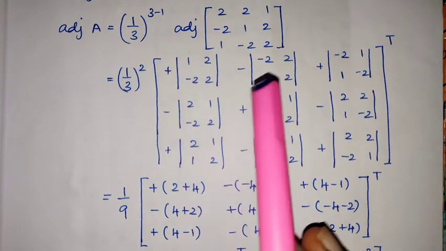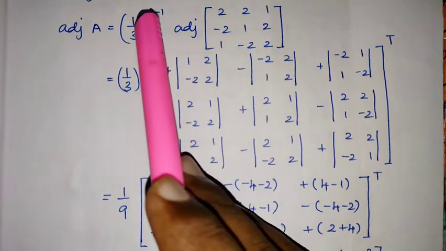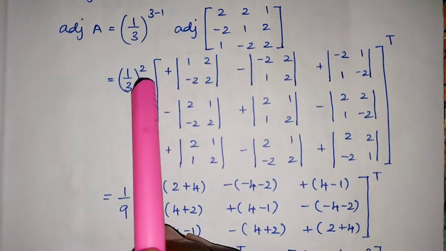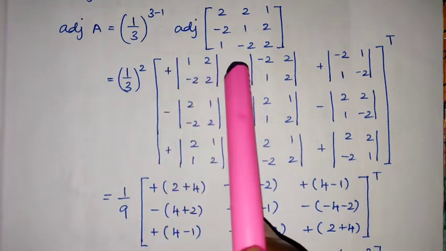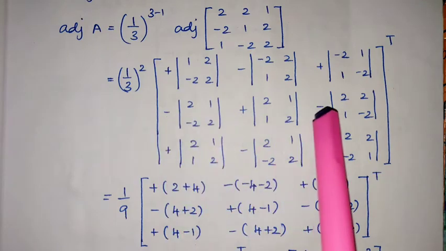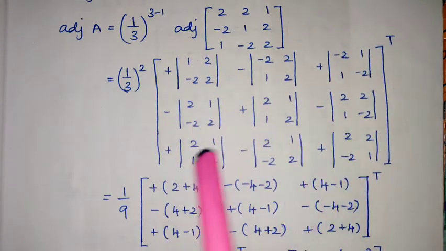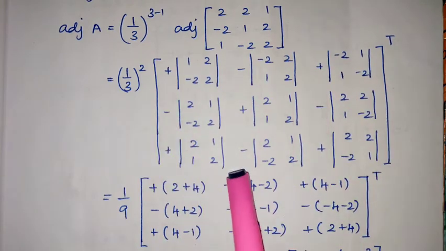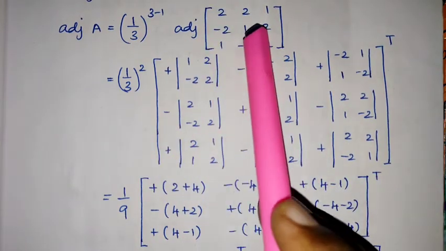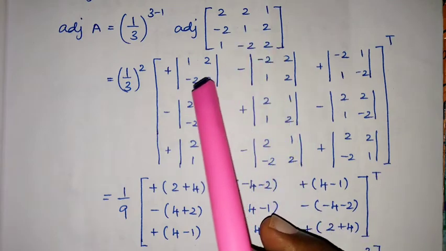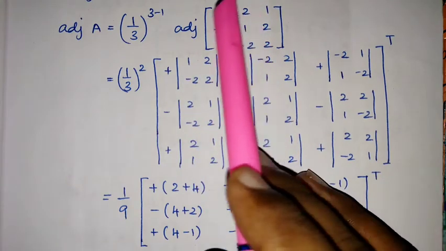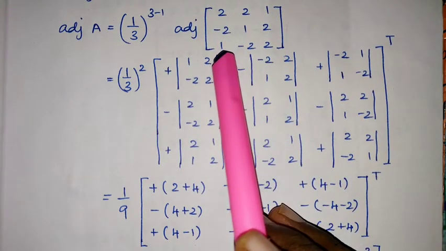Right, now finding the adjoint is very simple. So 3 minus 1 is 1 by 3 the whole square. You know how to write the signs: plus, minus, plus, minus, plus, minus, plus, minus, plus. Then we write the minors so that it becomes the cofactor. Leaving the row and column of the first element: 1, 2, minus 2, minus 2. Leaving the row and column of the second element: minus 2, 1, 2, 2.